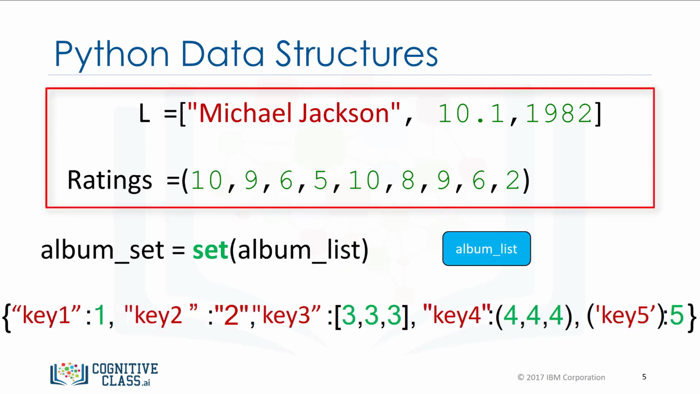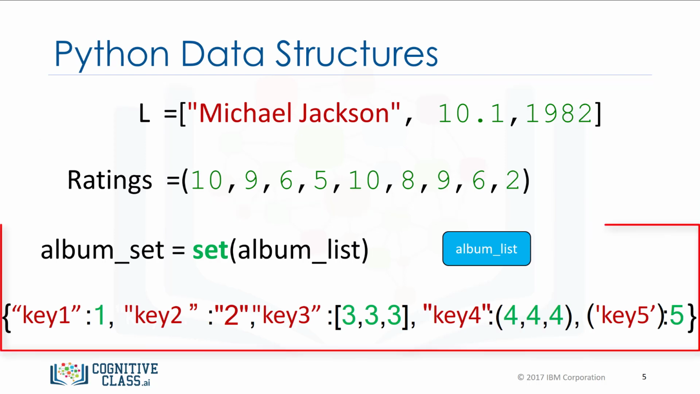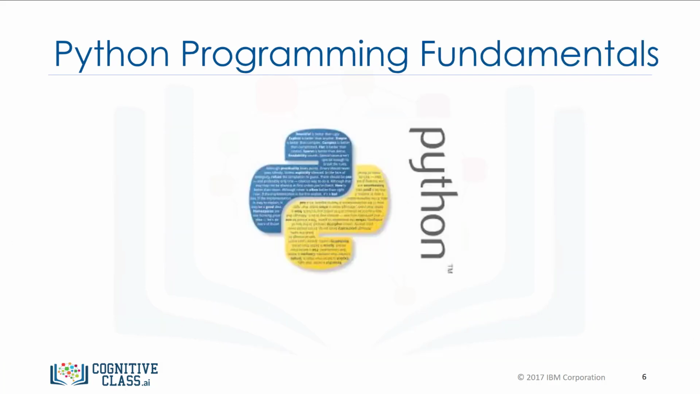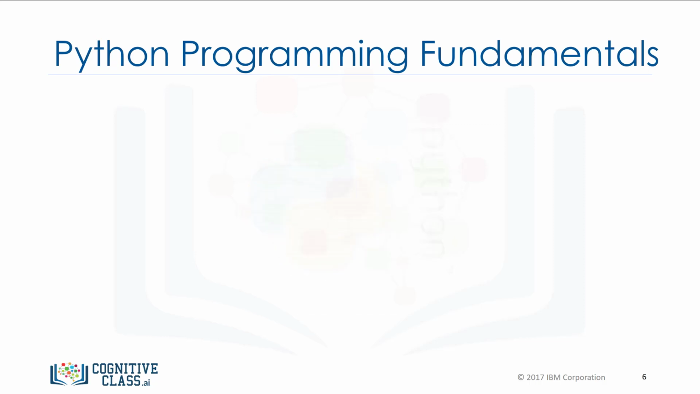Lists and tuples are called compound data types and are one of the key types of data structures in Python. Sets and dictionaries are types of collections. In the third module, we'll cover Python programming fundamentals, including conditions, branching, loops, functions, and objects and classes.